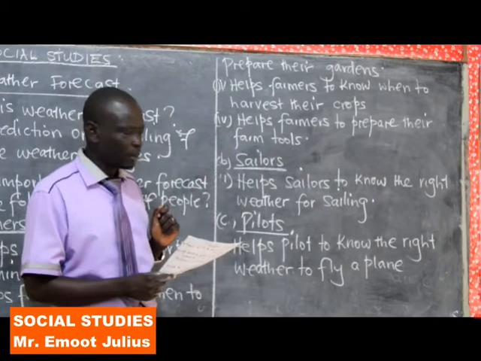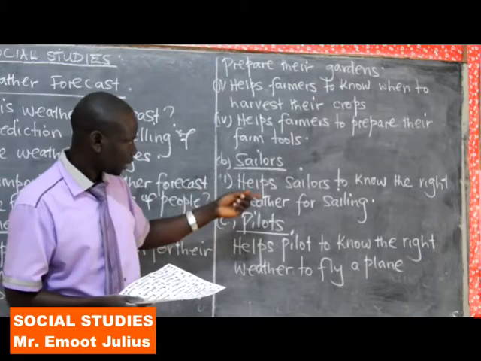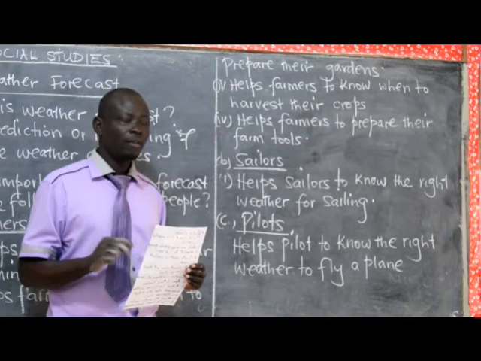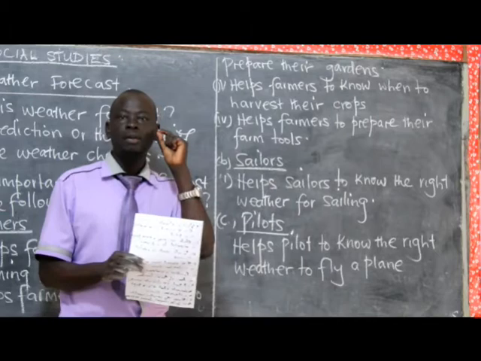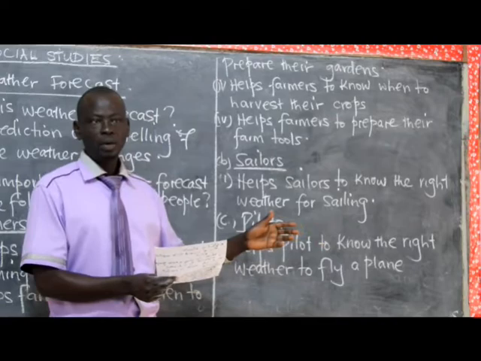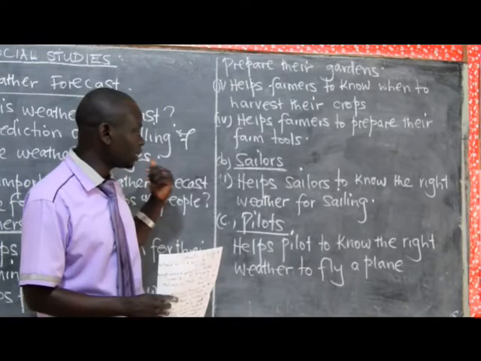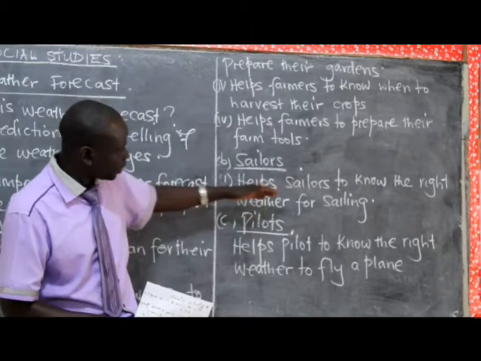Now let's look at the sailors. How is it important to the sailors? A sailor is able to know the right weather for sailing. You have heard situations where some sailors have had accidents on water. Why? Because they are not able to tell the right weather for sailing. At times, they go into the lake when it is a rainfall season or when there is a lot of wind, because they are not listening to the weather forecast, and their boats end up capsizing. That is dangerous. So it helps them to know the right time for sailing.